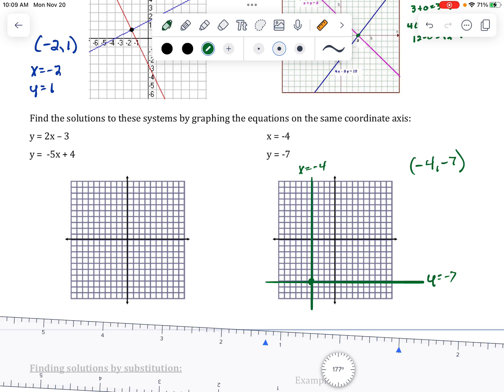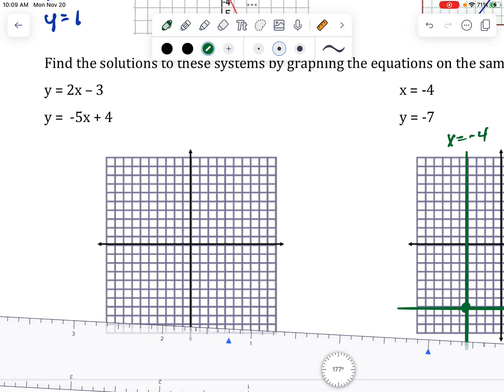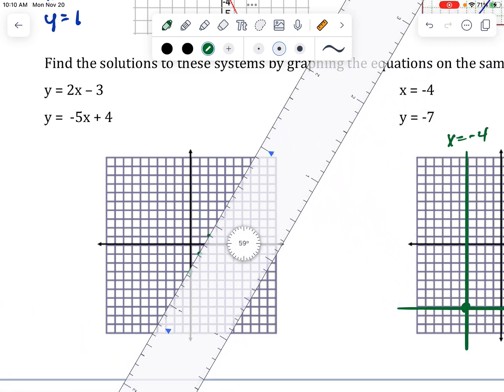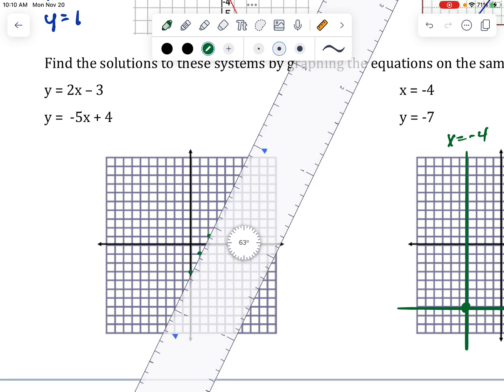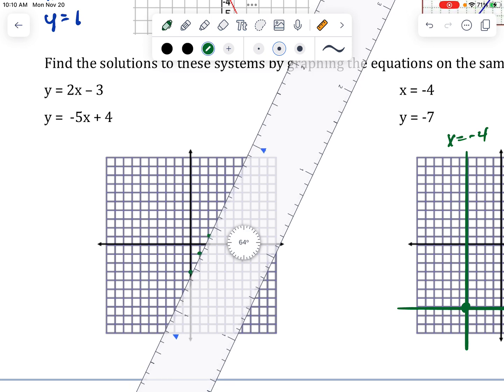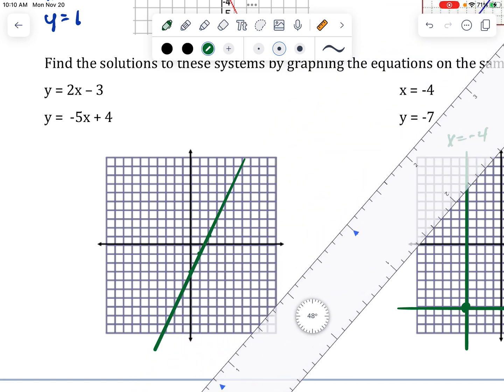How about y equals 2x minus 3 on the left? So 2x minus 3, my intercept is at -3, and my slope is 2, so up 2 over 1. Let's draw this line. And now let's draw the other line, -5x plus 4.